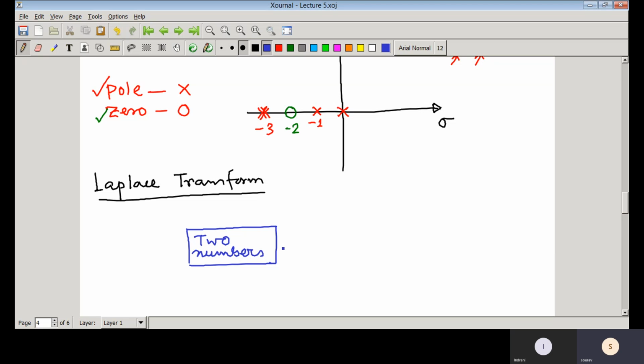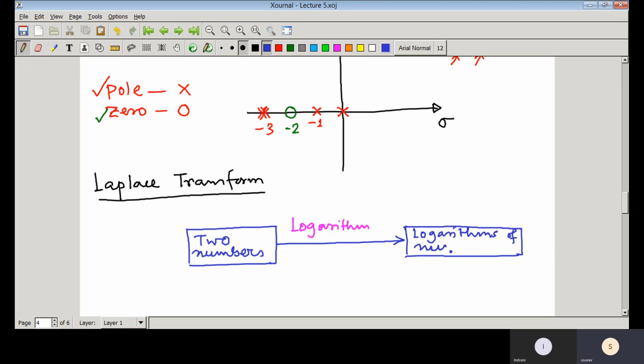Now if you take that logarithm here, then what do you get? You will get the logarithm of that function. So logarithm of numbers, not function. Logarithms of numbers.